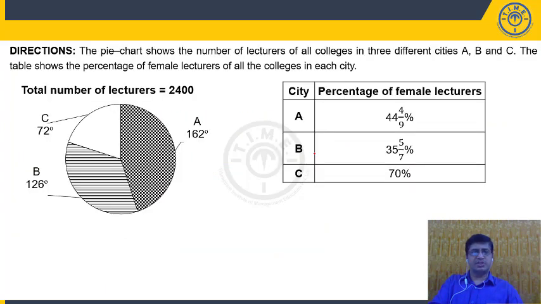Look at the question number 16 to 20. These questions are from data interpretation. Here a pie chart as well as a table is given to find out the answers for the questions from 16 to 20. The pie chart shows the number of lecturers of all the colleges in 3 different cities A, B, C. The table shows the percentage of the female lecturers of all the colleges in each city.